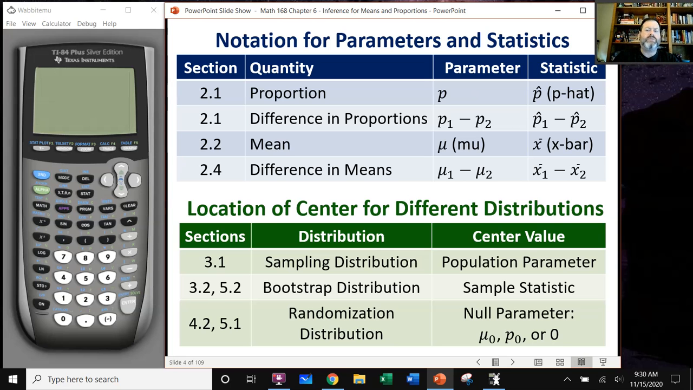In chapters 3 and 4, we did some correlation stuff. We really don't do much correlation in chapter 5, and we don't do any at all in chapter 6. So there's your notation. Make sure you know your notation. And then at the bottom, the center for the distributions. Also make sure you know that. So just a little bit of reference material if you need to go back and look this stuff up.